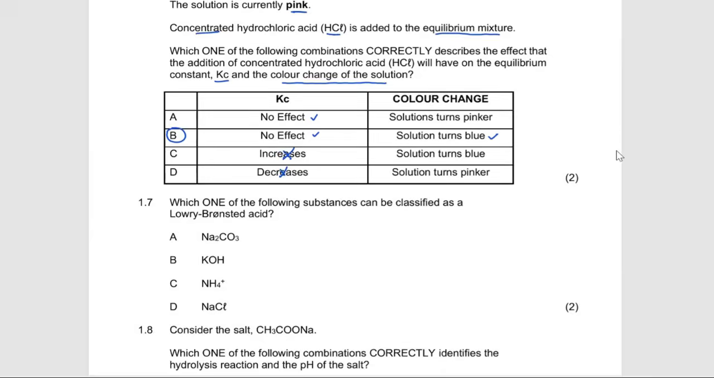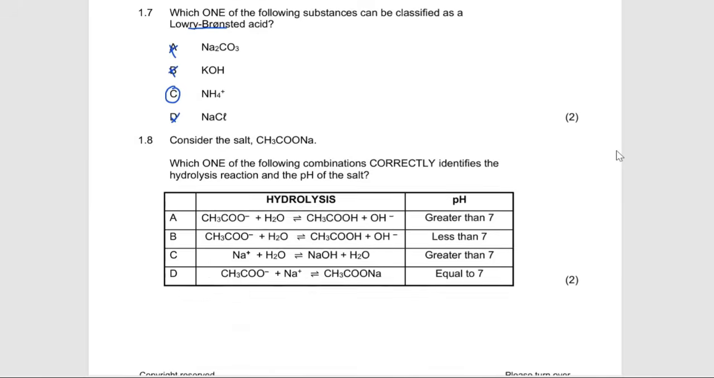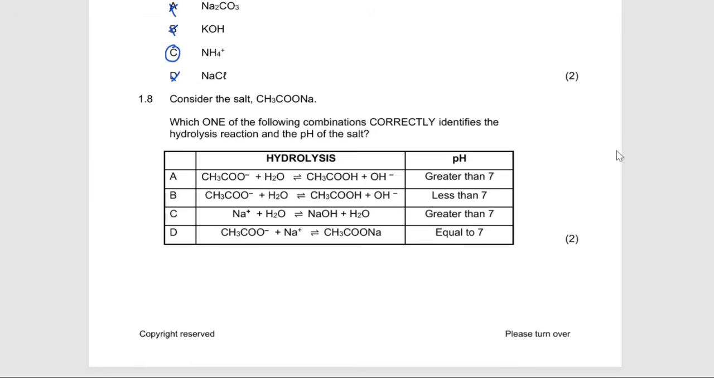Then moving on to 1.7, it says which one of the following substances can be classified as a Lowry-Bronsted acid? Remember, an acid is a proton donor. So according to the list here, C is the one that can act as a proton donor. So it's going to be option C. All these others can act as bases. Then moving on to 1.8, it says consider the salt.